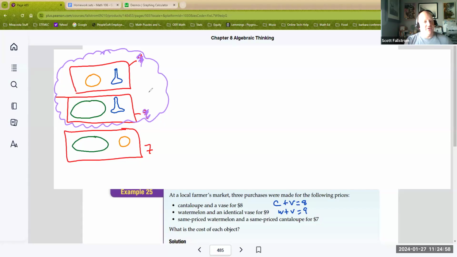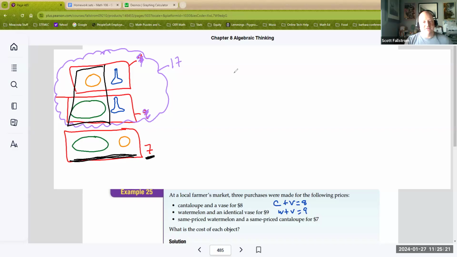And you could say, okay, now 8 plus 9, that gives me 17 for that whole pack. And what I want you to see is that you have a watermelon and a cantaloupe, and you know those are $7. So this portion is $7. So you could come off to the side and just say, wait a minute.